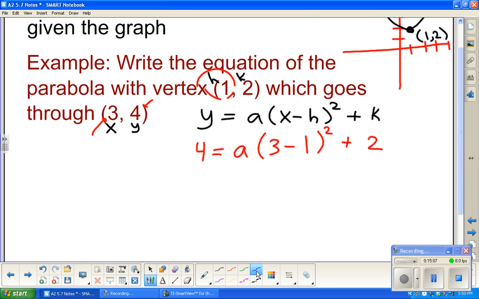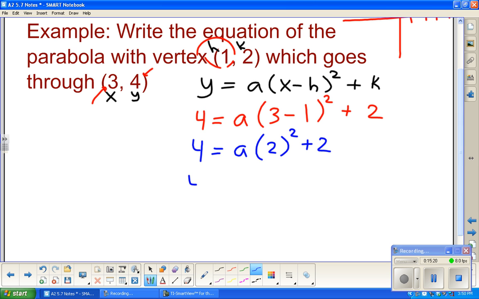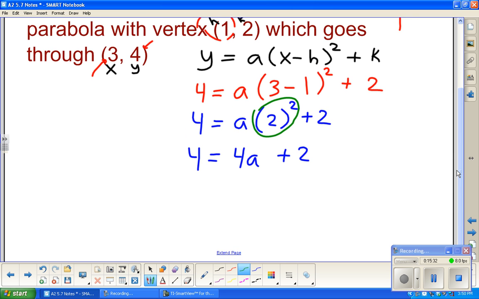So let's do some simplifying here. We have 4 equals a times the 3 minus 1 in parentheses, which is really a 2. That's getting squared. We still have this plus 2 on the end. Okay, 2 squared is really 4, so that's 4a plus 2. So I just squared the 2 here, right? 2 squared is the 4 times a. And now we have a little linear equation to solve for a. We're going to subtract our 2 and finally divide by 4. Okay, and we'll get our a value.